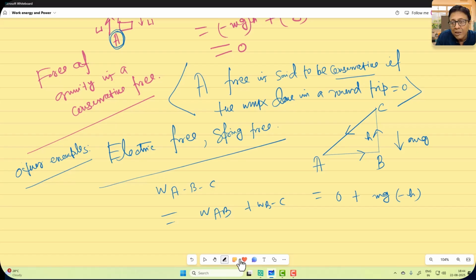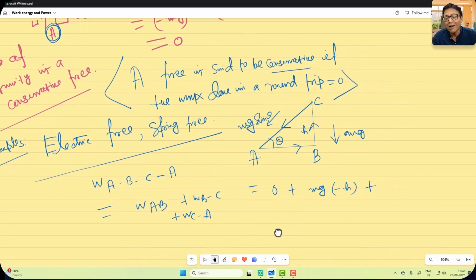And this angle be theta. This is WABC. A to B, B to C, that we have calculated. But C to A we haven't done. C to A will be how much? We have to add here W C to A. What is W C to A? This work is being done by gravity. The force is mg sin theta here. And this work done is positive. Why? Because work is done by the force of gravity. So you will be adding it over there.